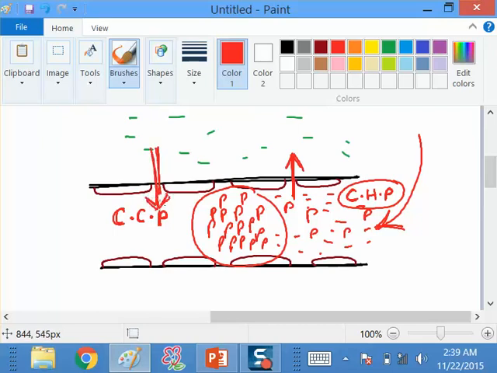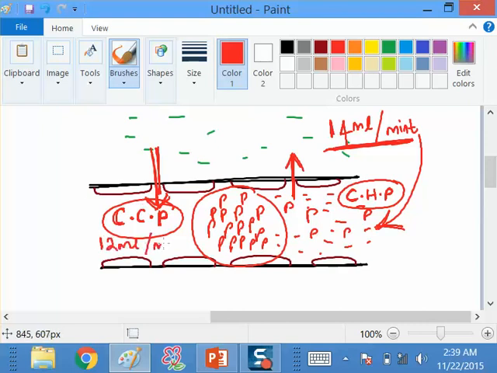So the fluid which we sent out, for example, it is 14 ml per minute. The fluid goes out at the arteriolar side of the capillary, it is 14 ml per minute. Because of this capillary colloidal osmotic pressure, the fluid comes back, that is 12 ml per minute. So 2 ml of fluid stays in the interstitium. Actually, it is not good. All the fluid which went out should come back.